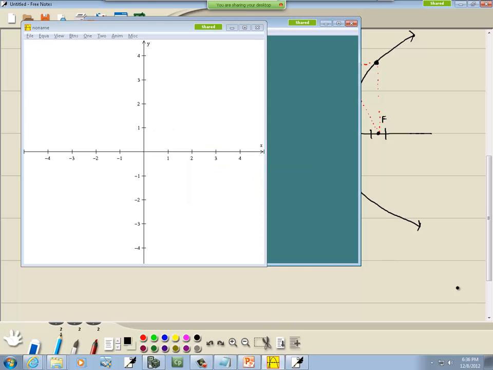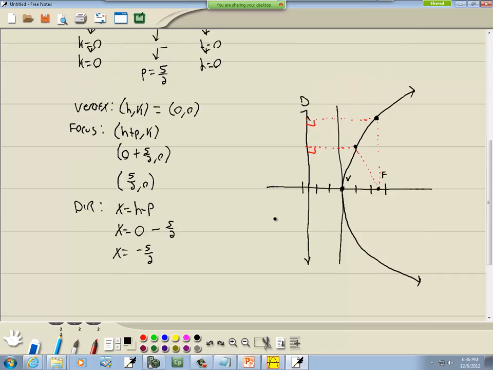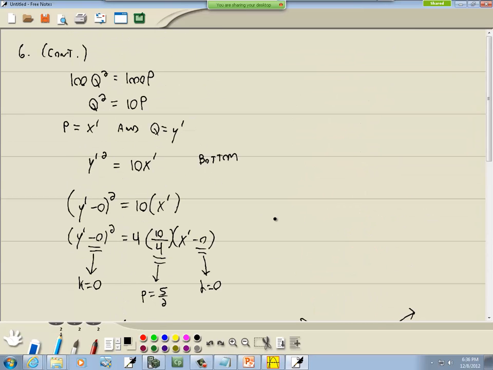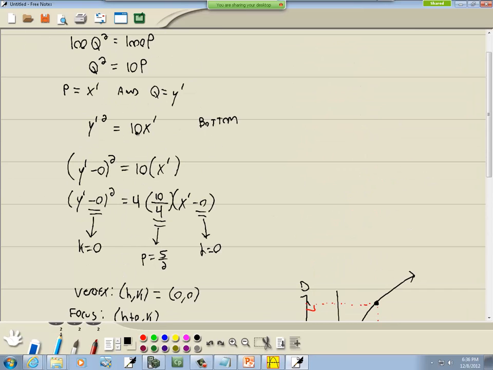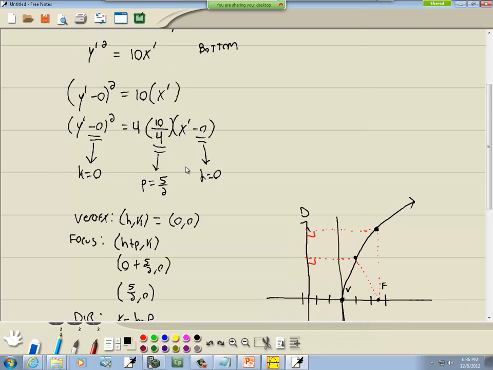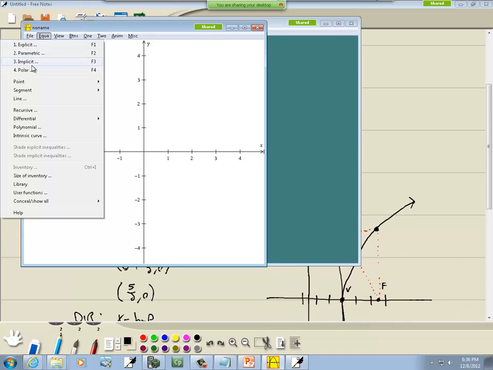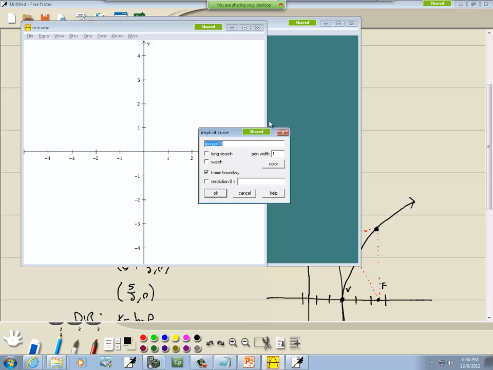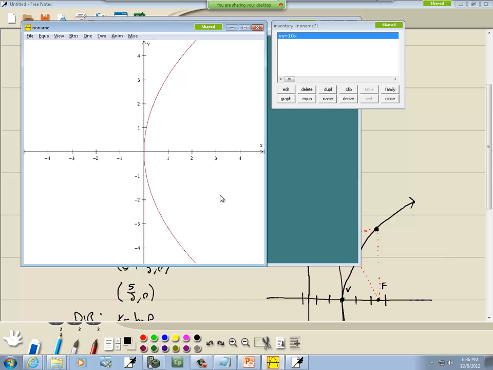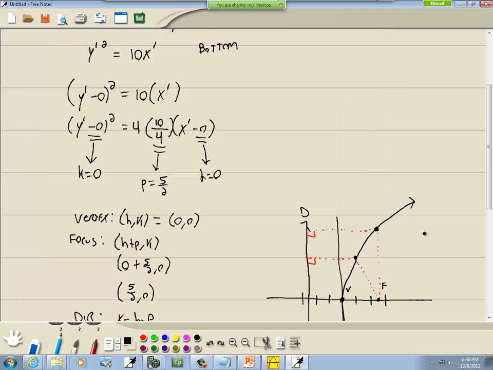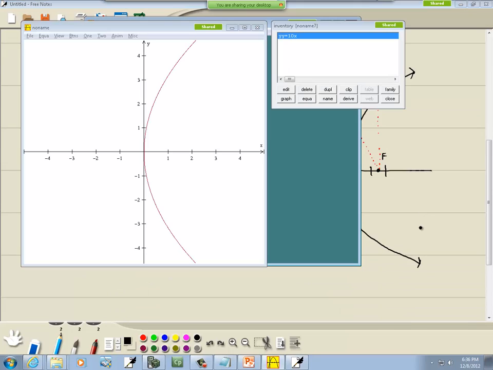What did we come up with here anyway? Y squared is equal to 10x. Boy, that came out nice, didn't it? All that work. So equation implicit, y squared equals 10x. Well, that right there should look like what I sketched, which, use your imagination, is probably not too bad. And I want to rotate that 70 degrees.